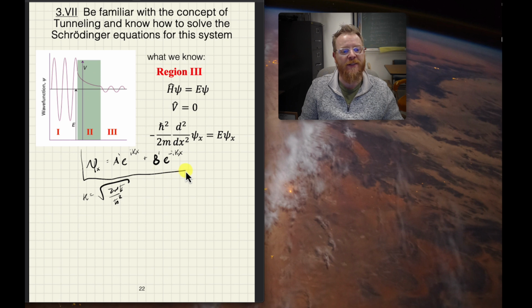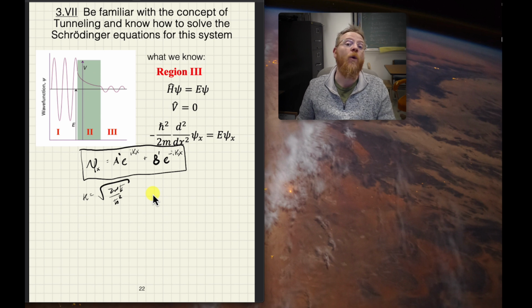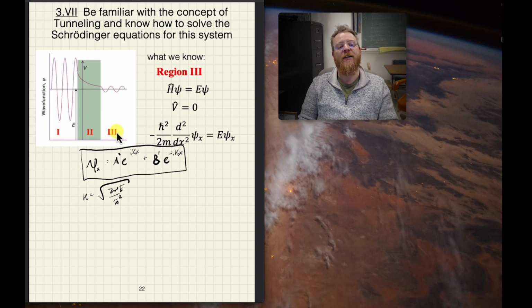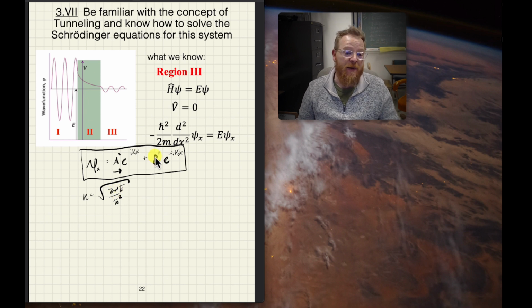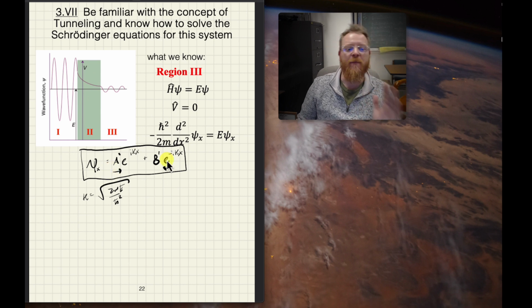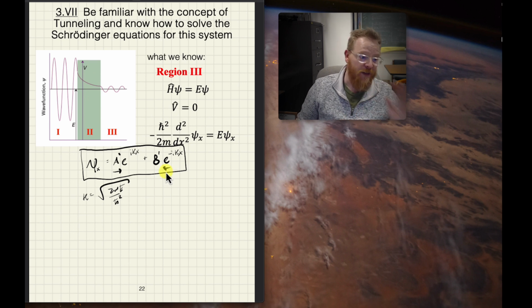But now what we can see here is these constants, A prime and B prime, are going to be different than the constants from our region 1 solution. And as we might guess, my A prime term is describing particles moving left to right, and my B prime term is describing particles moving from right to left.